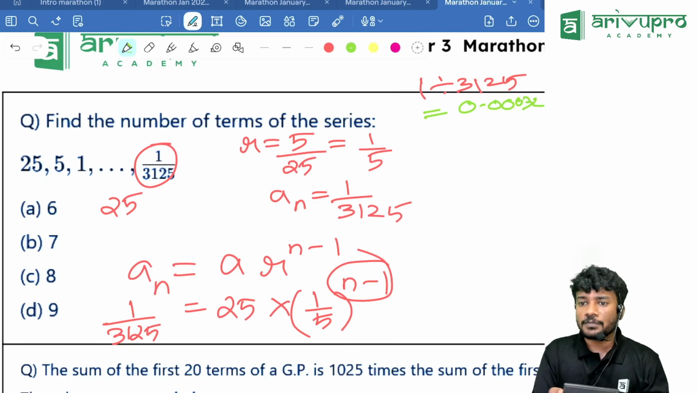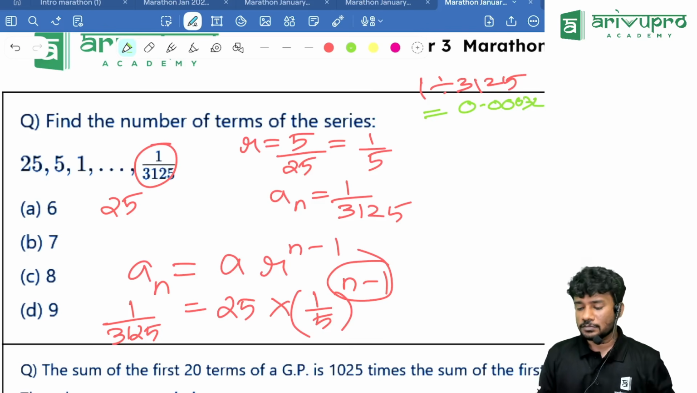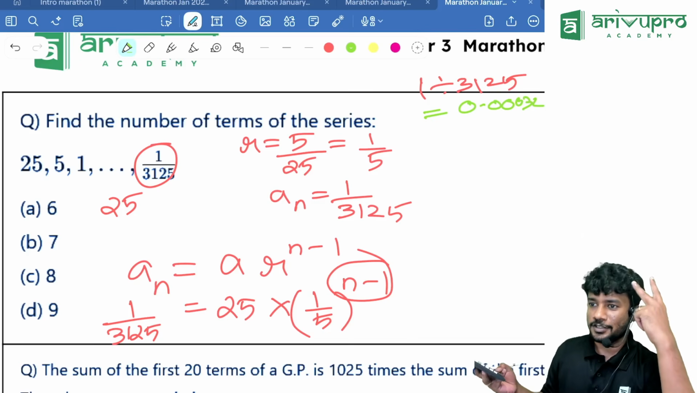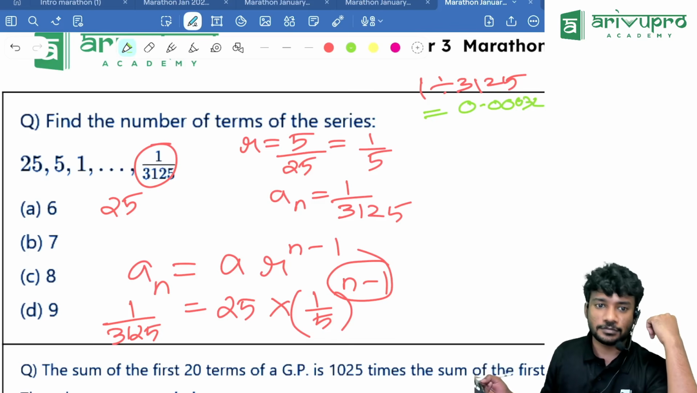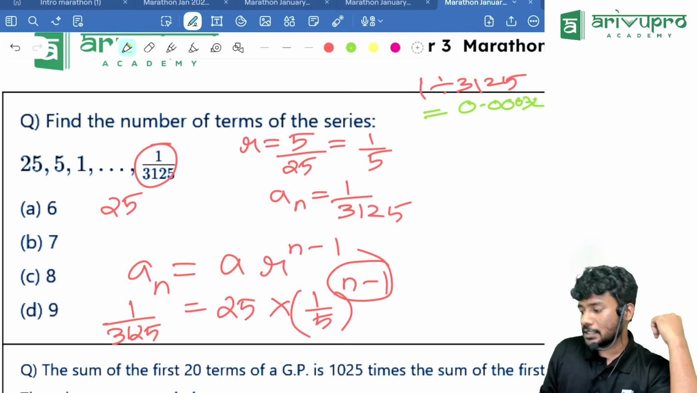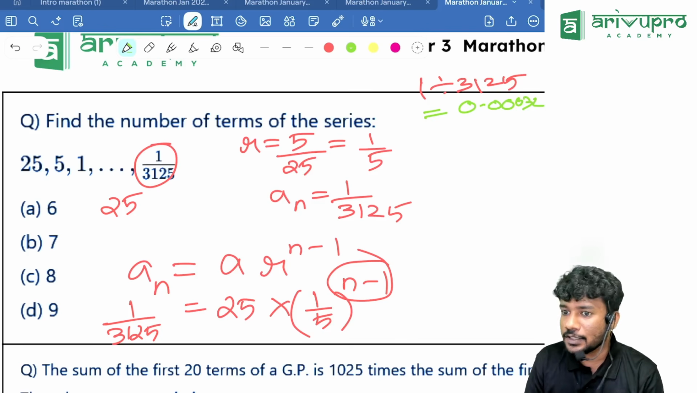25. Divide by the common ratio. What is the common ratio? 5, right? So divide by 5. Then click equal to. How much are you getting? 5. Again click equal to. 0.2. Keep clicking equal to. How many times did you click equal to? So the answer is how much? 0.00032 you are getting on your calculator, right?